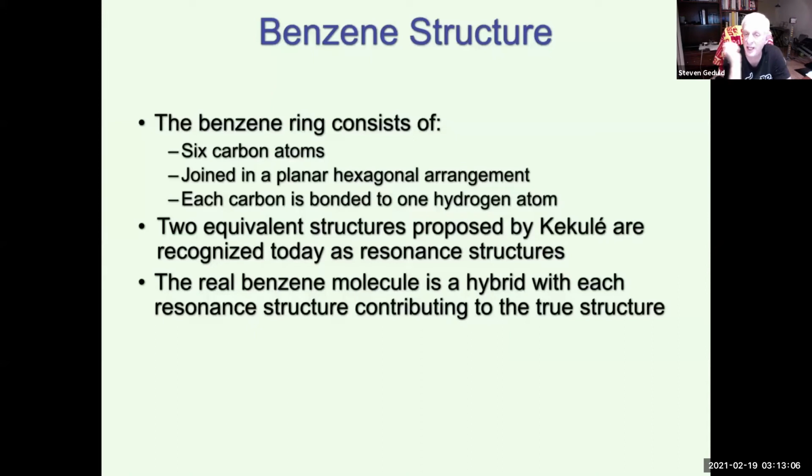That's what makes them strong acids. So the real benzene molecule is a hybrid. This we talked about in class last semester with Chem 3. It's a hybrid, which means it doesn't exist as we draw it, but it exists as a combination between those two structures. So if there are two resonance structures, each bond is 50%. If there are three resonance structures, each bond is a third, 33%.